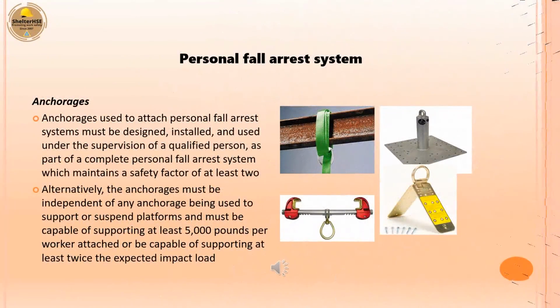Anchorages. Anchorages used to attach personal fall arrest systems must be designed, installed, and used under the supervision of a qualified person, as part of a complete personal fall arrest system that maintains a safety factor of at least 2. Alternatively, the anchorages must be independent of any anchorage being used to support or suspend platforms and must be capable of supporting at least 5,000 pounds per worker attached or be capable of supporting at least twice the expected impact load.